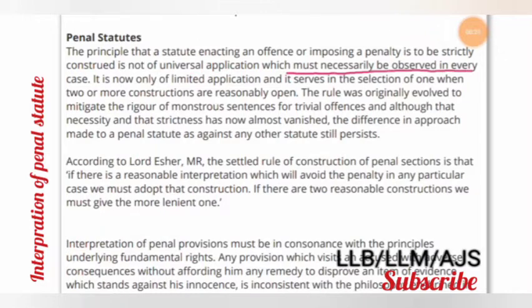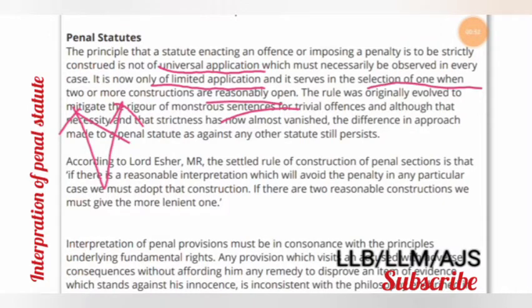which must necessarily be observed in every case. It is now only of limited application, and it serves in the selection step, one, when two or more constructions are reasonably open. When there are two or more possibilities, two or more constructions or interpretations reasonably open, it serves in the selection step.